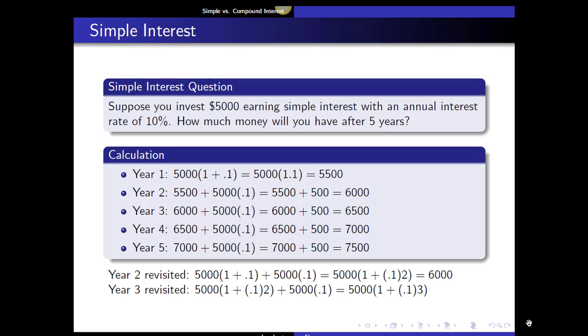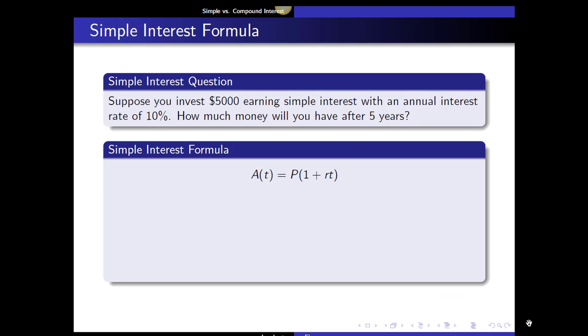So with our 6,000 and our 6,500 for our answers for year 2 and 3, notice that we can look at the years, and that corresponds to the number multiplied by the 1/10, which is representing our 10% essentially. And this gives us a nice idea for actually finding a function for simple interest. And that function is just A(t) = P(1 + rt).